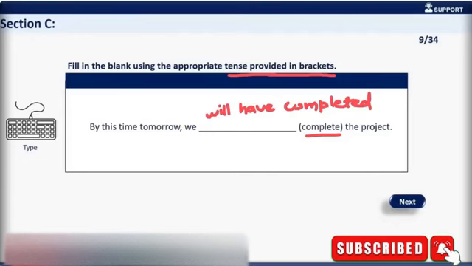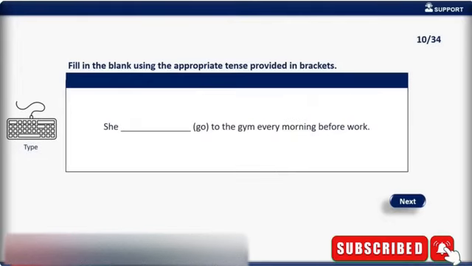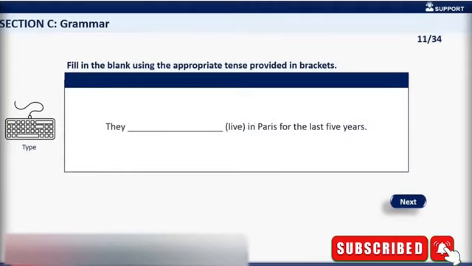Okay. Moving on to the next question. She dash to the gym every morning before work. So the correct answer in this case is going to be, she goes to the gym every morning before work. Let's move on to the next question now. They dash in Paris for the last 5 years. So we have the word live and we have to use the correct tense of it. So in this case, the correct answer will be, they have been living. Okay. They have been living in Paris for the last 5 years.